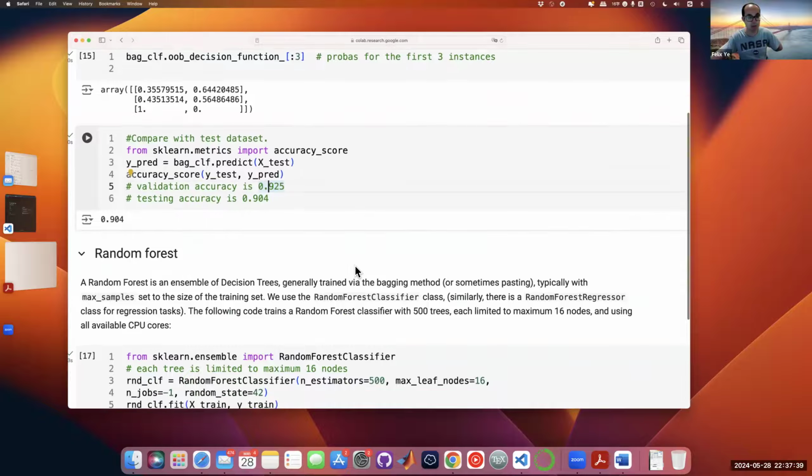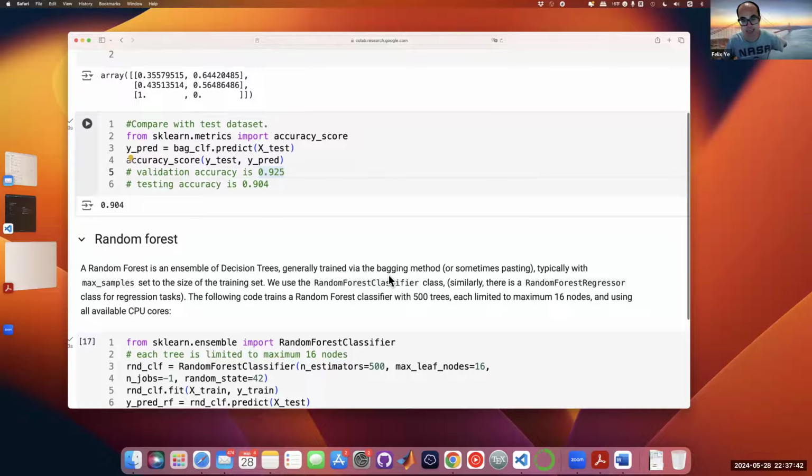Okay, so the random forest is basically trained through bagging, which means it's sampled with replacement, typically with the maximum samples set to the size of the training set. So although we set the maximum samples to be the training set size, the actual data here is still a random subset because we are using the replacement strategy.